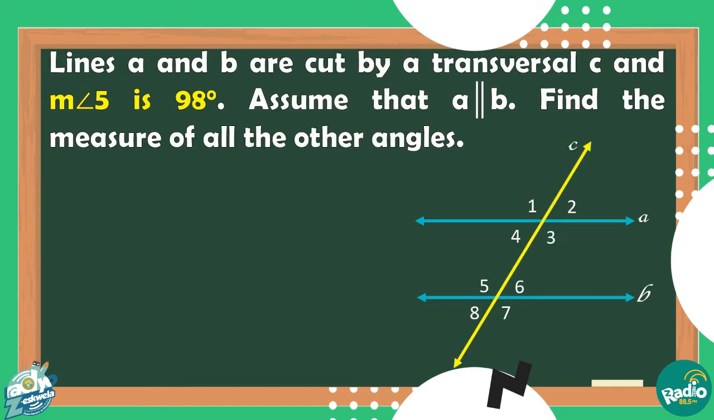Next, the measure of angle 3. As observed in the figure, angle 2 and angle 3 are on the transversal line, or line C. We all know that if two angles are on the same straight line, the two angles will result to 180 degrees. Since angle 2 is 82 degrees, to make it 180 degrees, we will add 98 degrees. Therefore, the measure of angle 3 is 98 degrees.